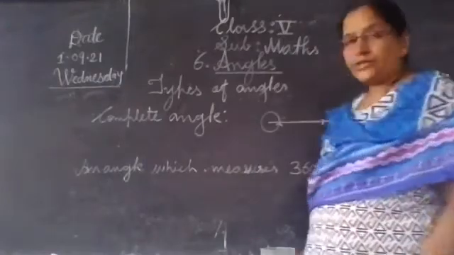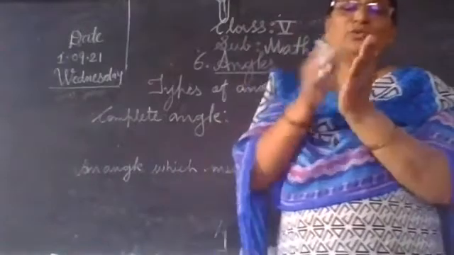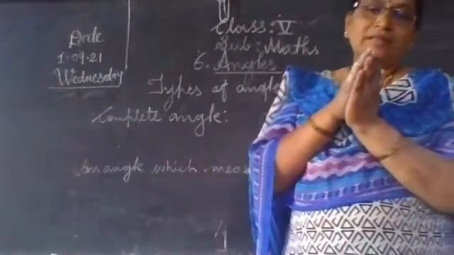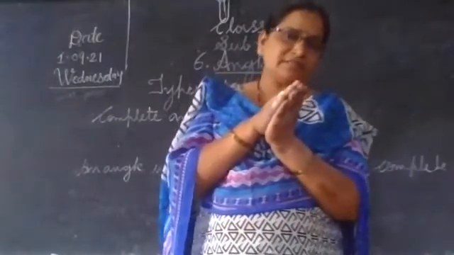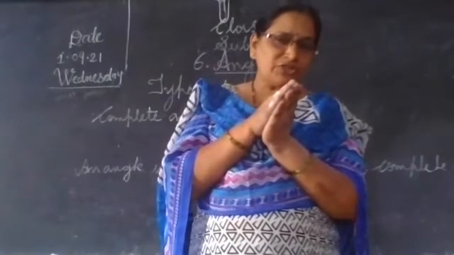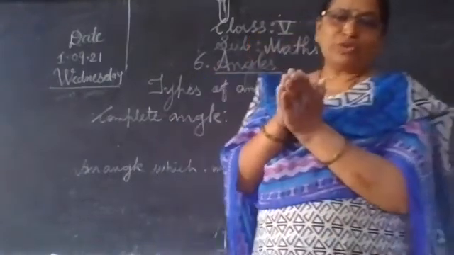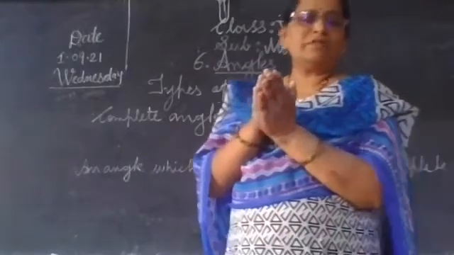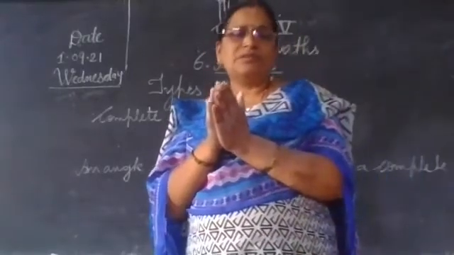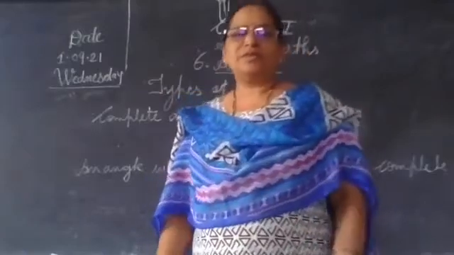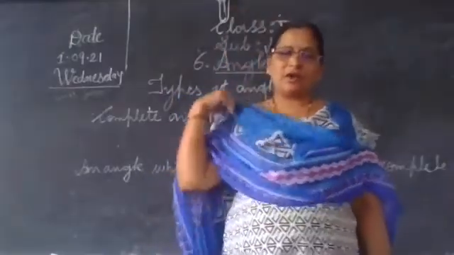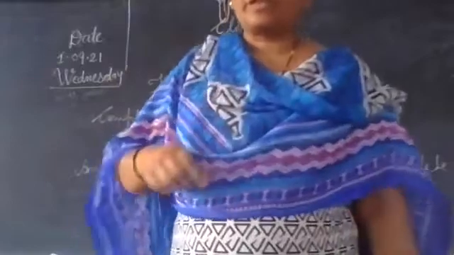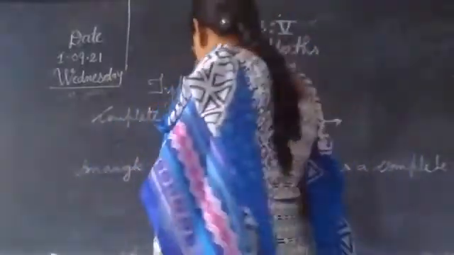So what will it be? 0 degrees means when two rays are as they are without any rotation. Two rays are in the rest position, meaning no angle is formed. So it is a 0 degree angle. Got it, beta? Okay.